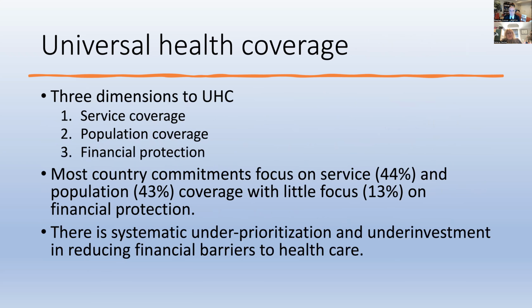Next slide, please. UHC consists of three dimensions: a service and population dimension and a financial protection dimension. But most country commitments really focus on service and population coverage, and there's very little focus on financial protection. So as you'll see, over 80% of the country commitments tends to focus on service and population coverage, and only 13% on considering financial protection. And what this basically means is there's systematic under-prioritization and underinvestment in reducing financial barriers to healthcare. And this is something that we really need to work hard to address with our policymakers. And we really need to work hard to get palliative care funded and to justify its funding to policymakers. Next slide, please.